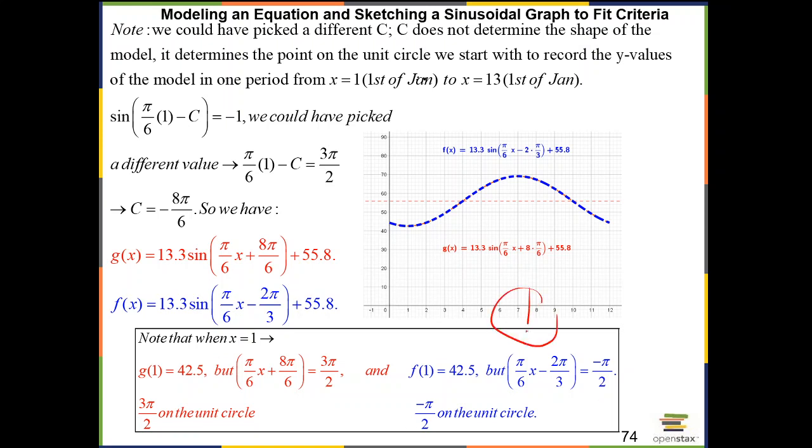So over here, we start with negative pi over 2, and then we go around the unit circle to graph this. But in this one, right, we start with 3 pi over 2, positive 3 pi over 2, and graph this, which is the same thing, right? It's the same thing. But the values are the same, you see. We still get 42.5, which is the min. So at 1, we start with min.